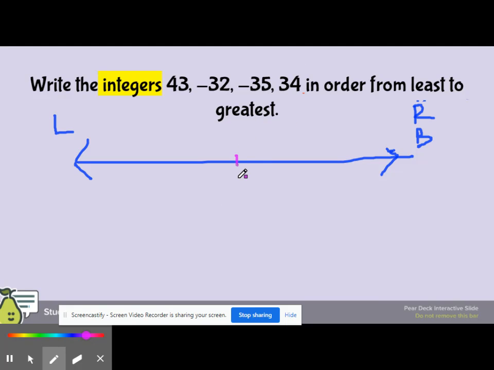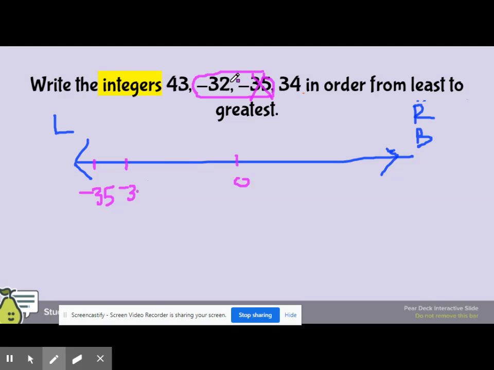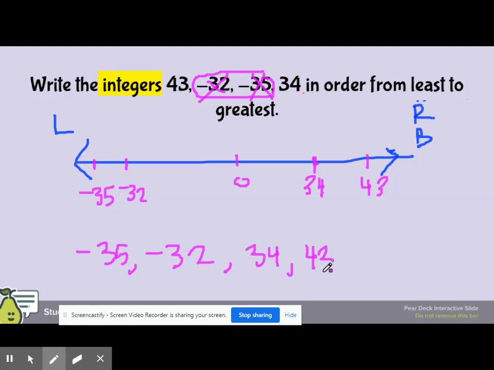Okay, here's 0. 0's in the middle. Let's deal with our negatives first. Of our negatives, -35 is backwards the most. -32 is backwards, but not quite so much. When you count forward, you have 34 before you hit 43. I estimated with a number line to put these in order. I didn't do every tick mark. So in order from least to greatest would be -35, -32, 34, and 43.